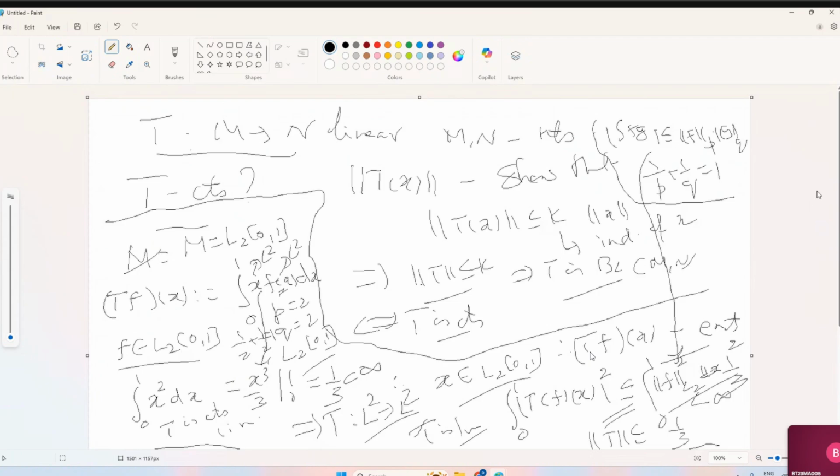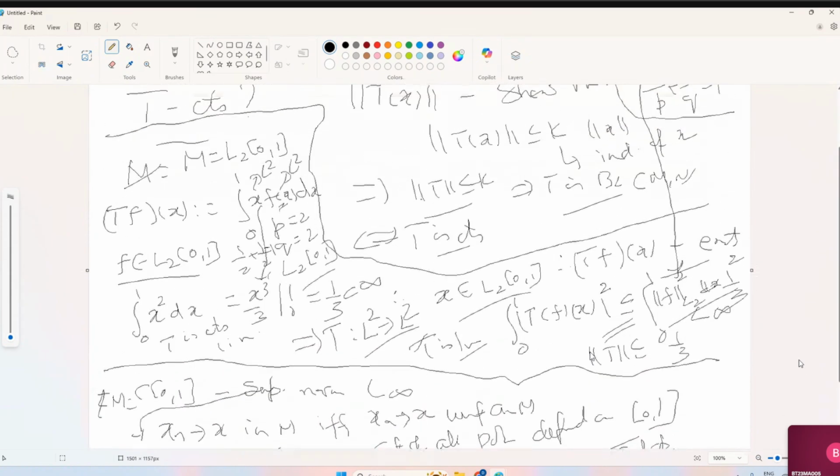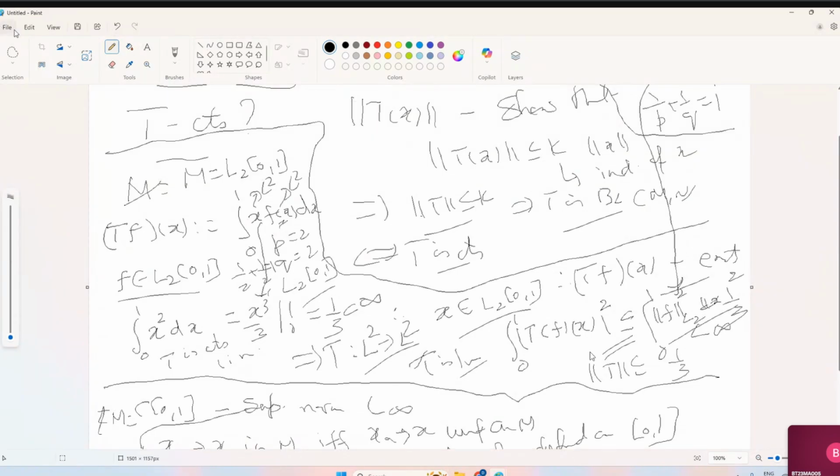See, in this example where I am taking T of f(x) equal to x times f(x), why only x? I could have taken x squared also. I could have taken any function g which is in L2 also. So these are the ways a question can be modified, and you should not get psyched by these sort of questions, whether you have seen them or not. That is the point which I am saying. Okay.